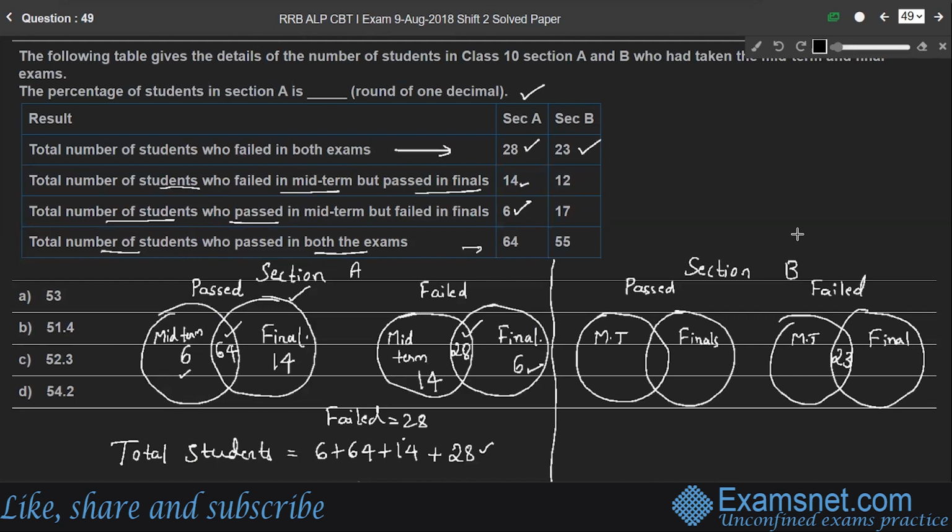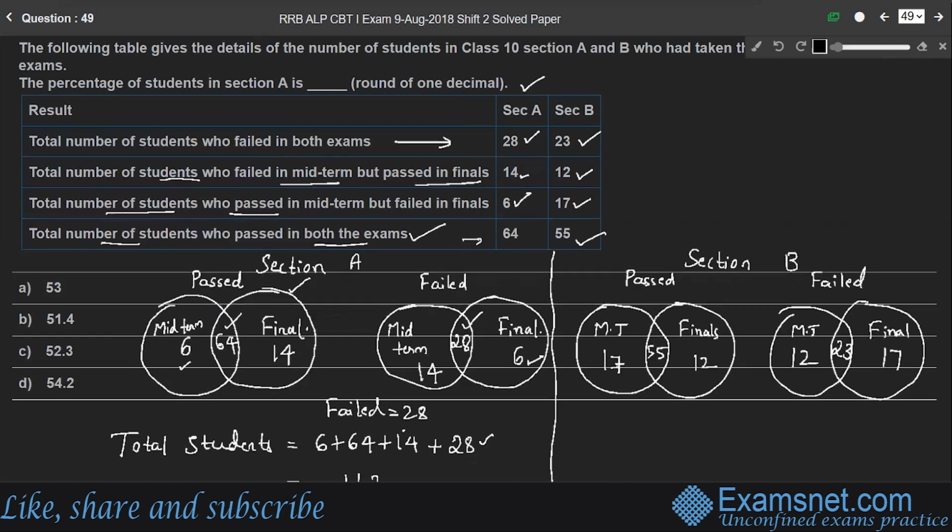Those who have failed in both the examinations. And who failed in midterm but passed in finals. Failed in midterm, passed in finals are 12. So in midterm, failed, we have to take 12. And final, passed, we have to take 12. Right? And those who passed in midterm are 17. And those who have failed in finals are also 17. And those who passed in both the examinations are 55. So 55 students passed in both the examinations.